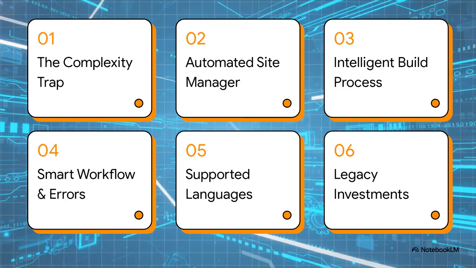Real quick, here's our roadmap for today. We'll start with the IBM i complexity trap, then look at the automated site manager, dive into the intelligent build process, check out smart workflow and error handling, cover supported languages and objects, and finally, finish up with protecting your legacy investments. Let's get to it.